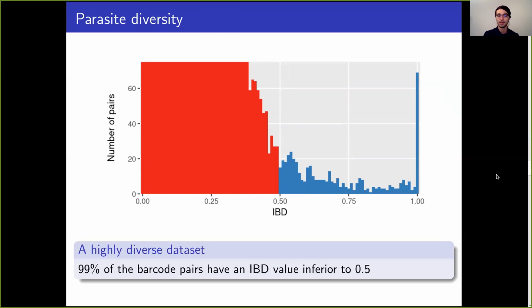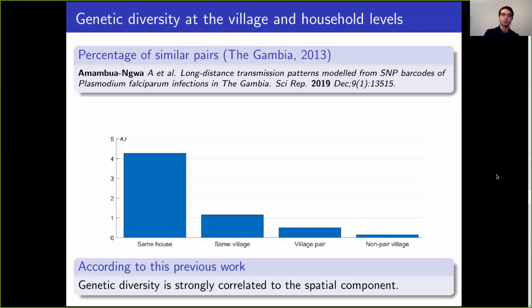So our dataset is extremely diverse. To answer the first question, we decided to base our analysis on Alfred and Mwesigwa's study performed in the Gambia 1 year before our study, in 2013. One of the results of this study is particularly interesting for this question. I show you here the graph they provided in their study.